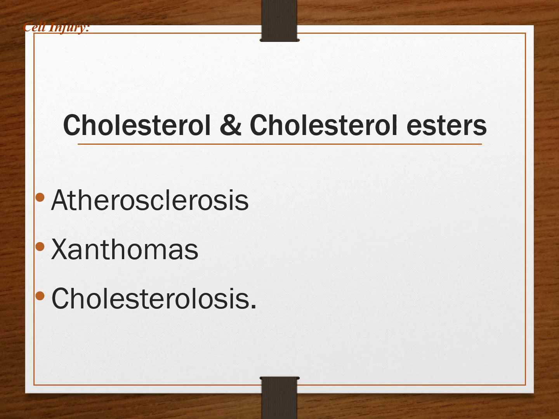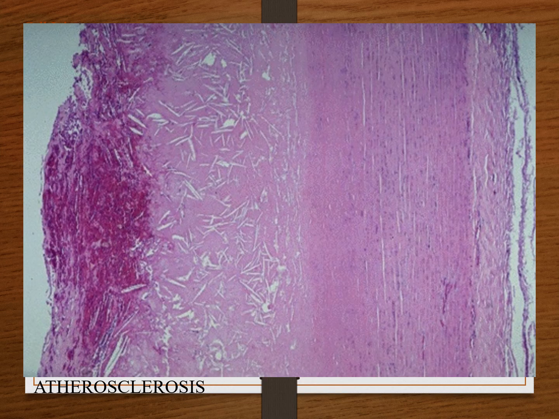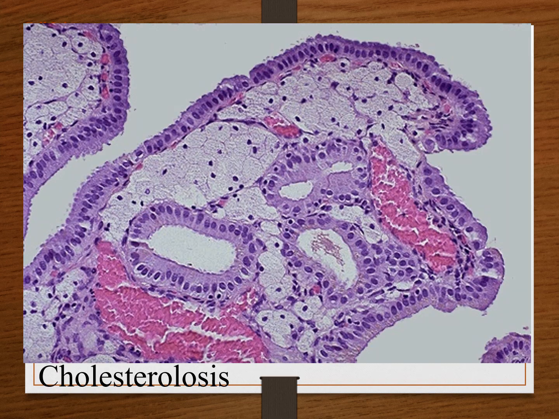Cholesterol and cholesterol esters can also be accumulated within a cell, and the conditions are atherosclerosis, xanthomas, and cholesterolosis. So this is a gross picture showing atherosclerosis, and under the microscopy you can observe the deposition of the cholesterol and cholesterol esters. This is a picture showing cholesterolosis, accumulated cytoplasms.